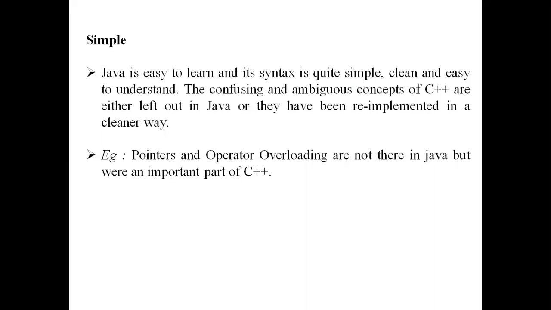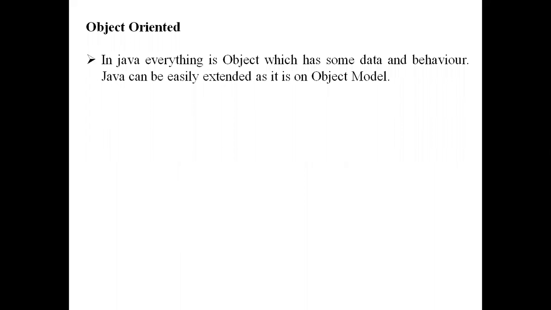And one more main part is that the confusing and ambiguous concepts of C++ are removed from Java, as they have been re-implemented in a clear way. It is not removed, it is re-implemented in a clear way. For example, concepts like pointers and operator overloading are not there in Java, but they were an important part of C++. So for that reason, I can say that Java is a simple language.